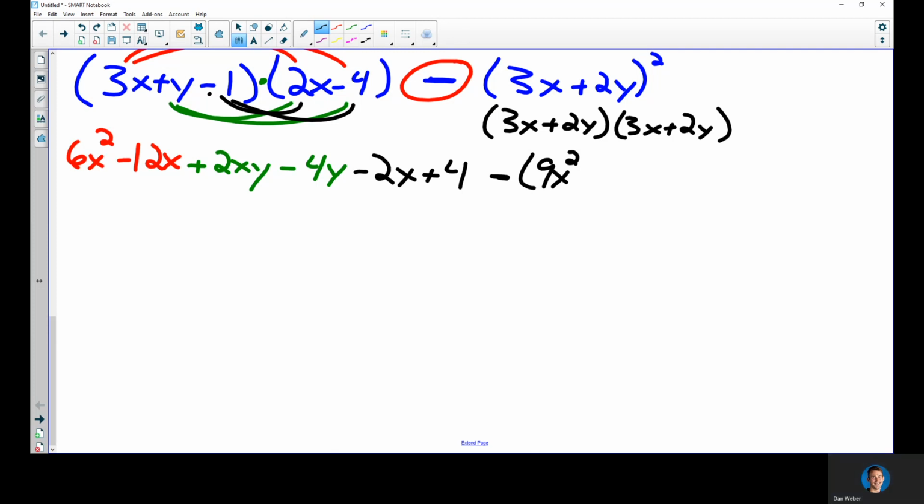day. So 3 times 2 times 2. Plus 12xy. Then I square the last number.